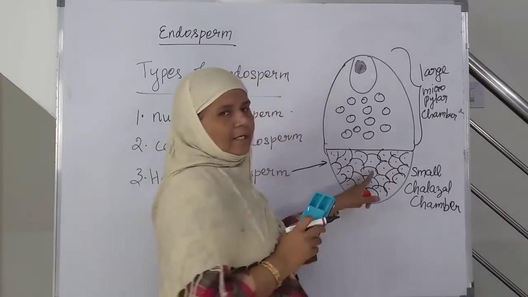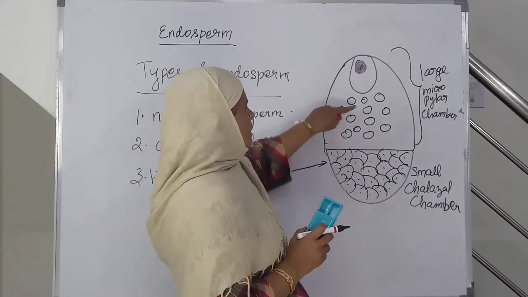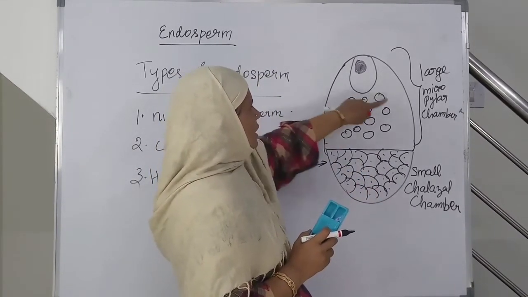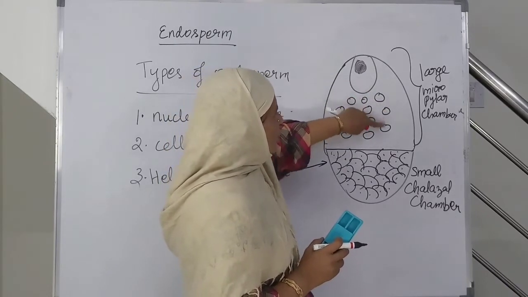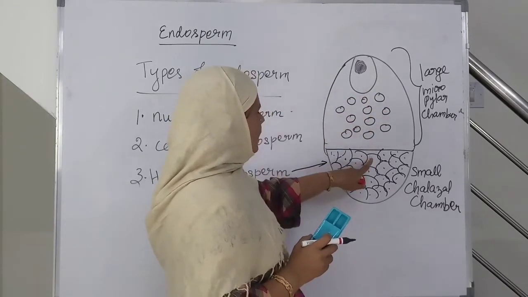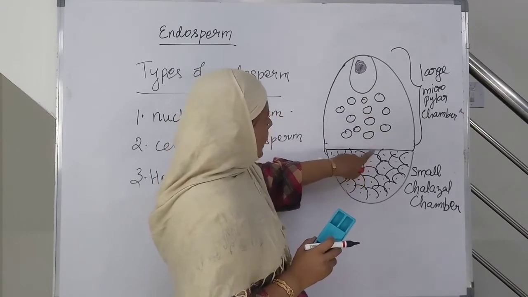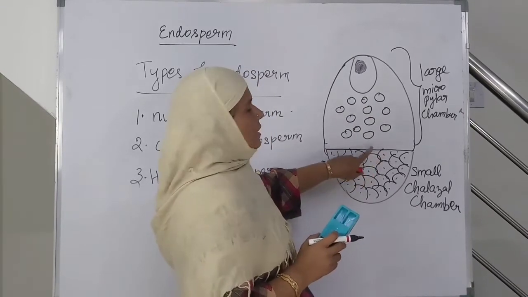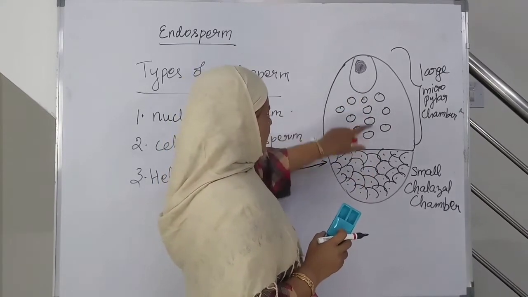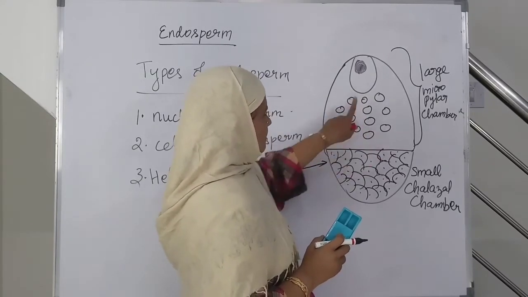Here division may occur or may not occur. Here the free nuclear condition is there, only there is no wall formation surrounding the nuclei which exists here. Here surrounding these nuclei, wall formation occurs. So this is the difference between the two chambers.